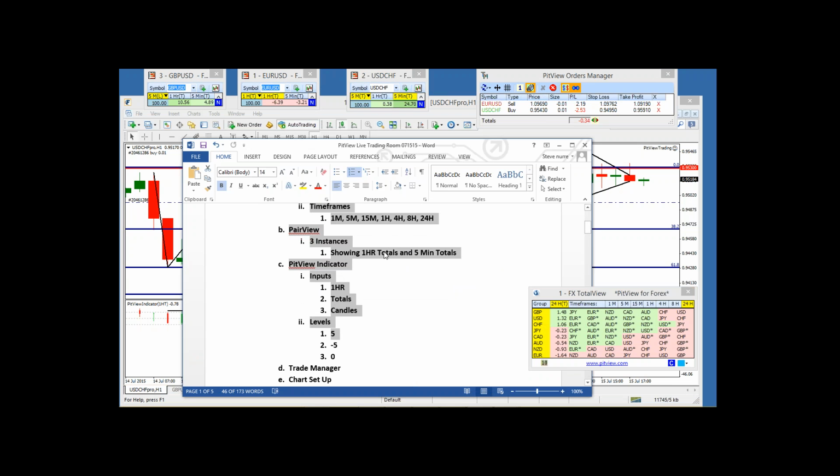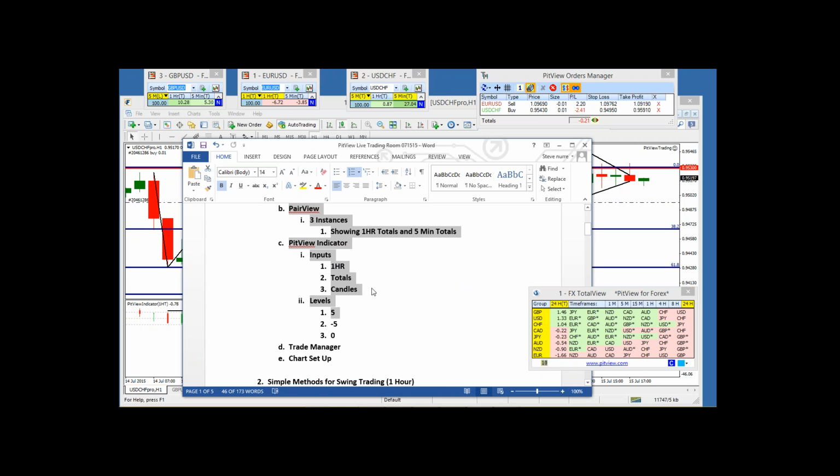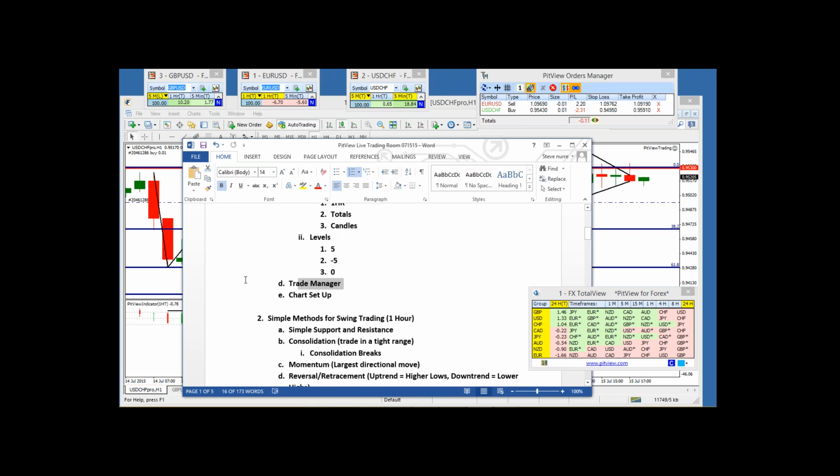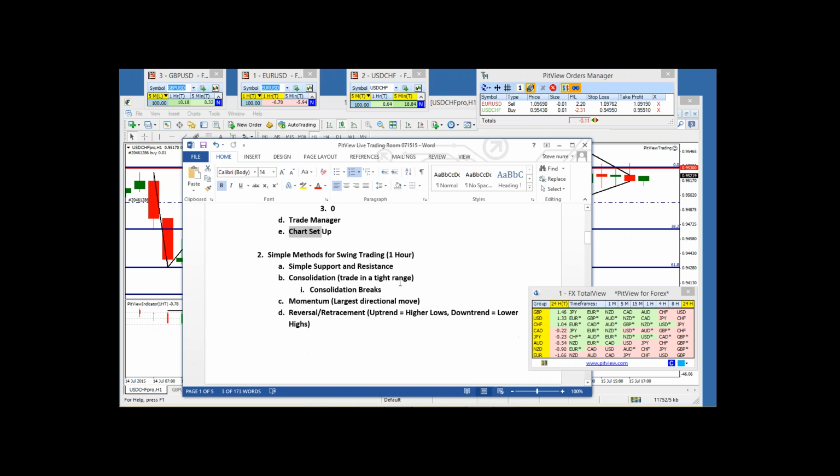If some of the other things we've gone through in class today have gone over your head, don't worry. We'll fill in those blanks on Friday. We went through the PitView indicator, the inputs I put in for the swing trading that we do normally in the morning classes, the trade manager, which is essentially what's up in here, the chart setup, and simple methods for swing trading.